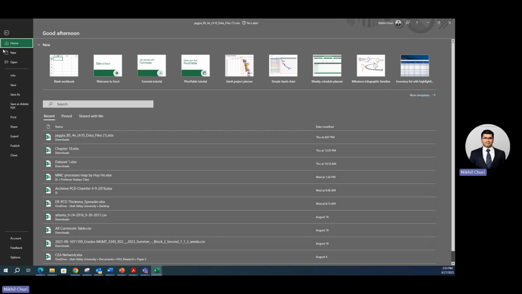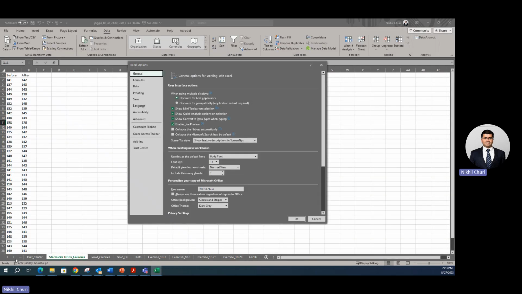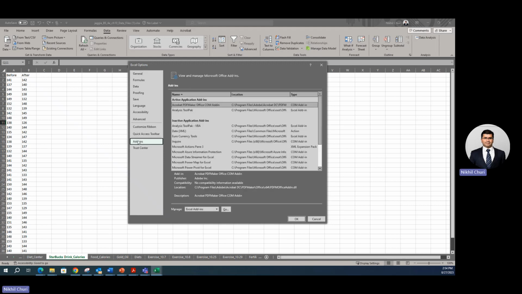On your extreme left hand side bar, go all the way to the bottom, where you can see this option. Click on Options. A window like this will pop up, and within this, go to the second last, where it says Add-ins. Click on that, and a screen like this will appear, and within this, I'm seeing this Analysis ToolPak.